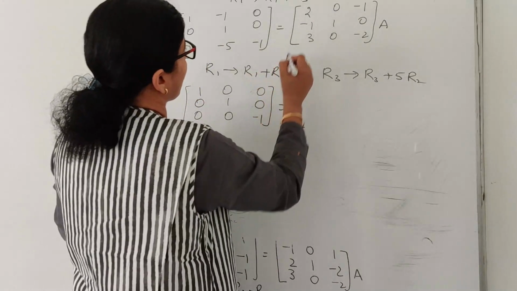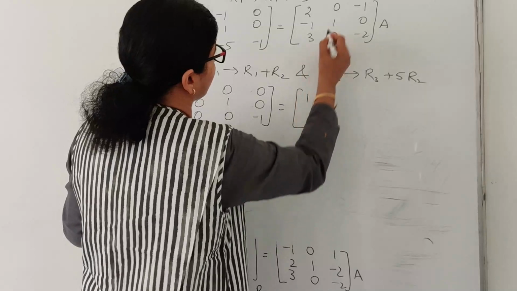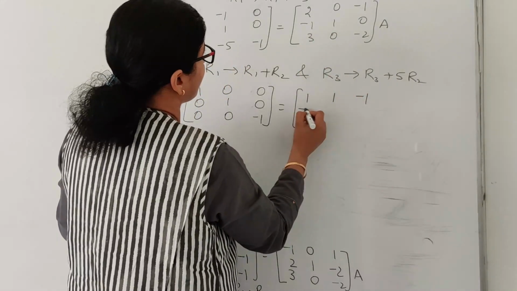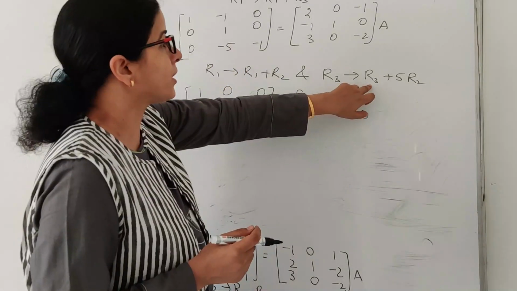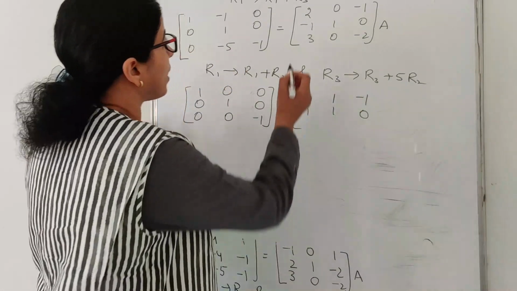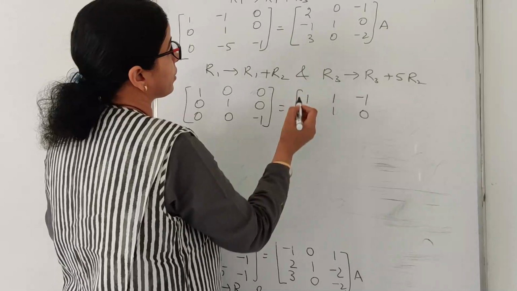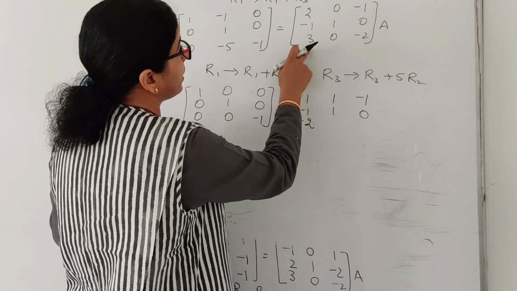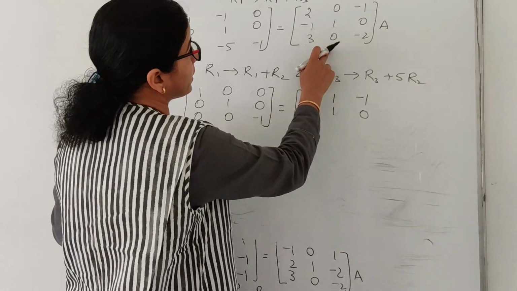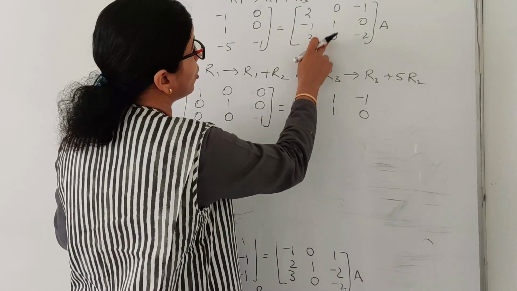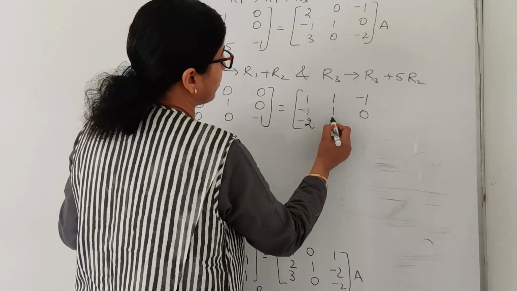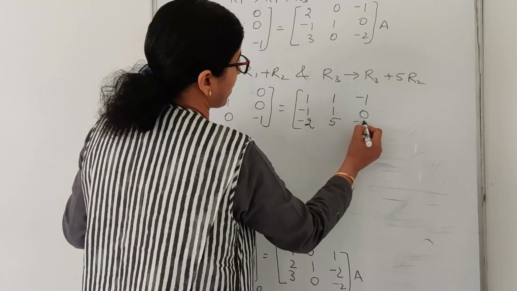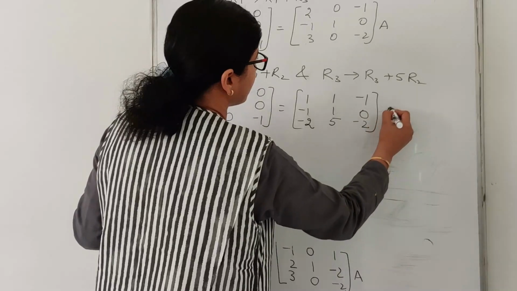Now make a change in R1. So 1, 1, minus 1. R2 will be copied as it is. R3 tends to R3 plus 5R2. So this will become minus 2. So 3 minus 5. This will become 0 plus 5, 5. And this is minus 2 plus 0, so minus 2. And this is A.